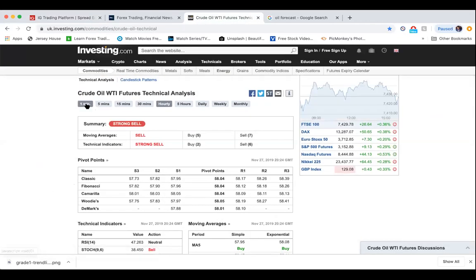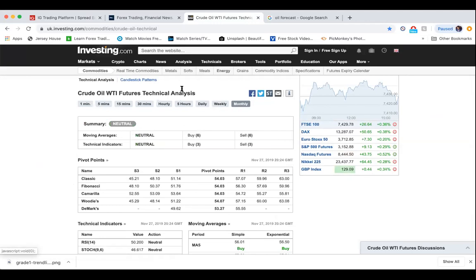And it will show you, over 1 minute, it's saying a strong buy. Over 5 minutes, strong buy. 15 minutes, buy. 30 minutes, neutral, okay? They're telling you, we don't know what direction it's going to go over the 30 minutes time frame. Over hourly, strong sell. Over 5 hours, buy. Daily, strong buy. Weekly, strong buy. Okay, monthly, neutral. We don't know where it's going to go over the next 1 month.